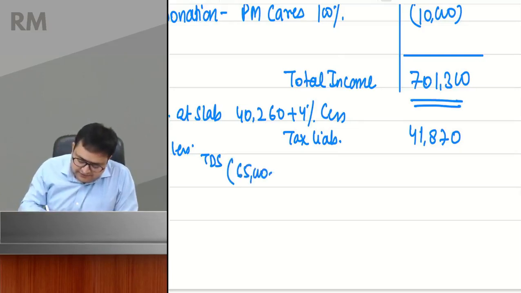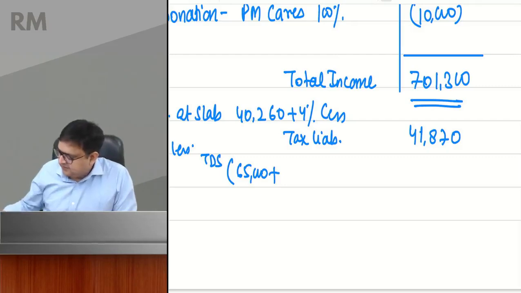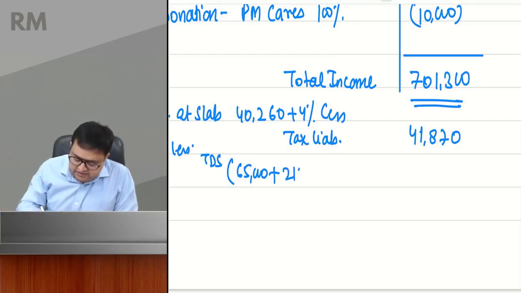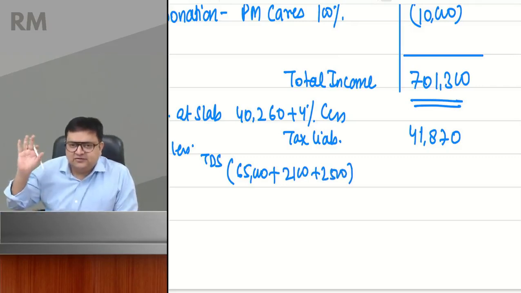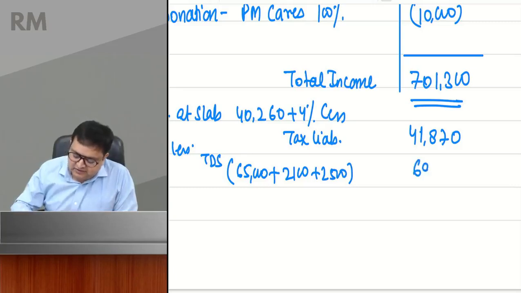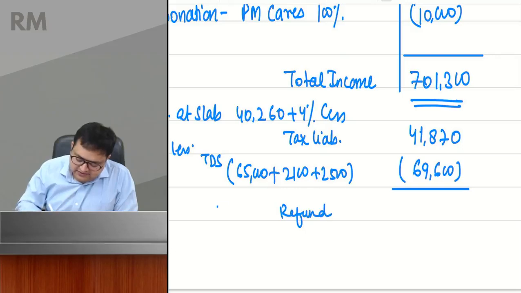So I'll add all these TDS: 65,000 plus 2,100 plus 2,500. No need to show the section numbers where it is, not required in examination. So 69,600 is the TDS. And he will get a refund. This is tax refundable.